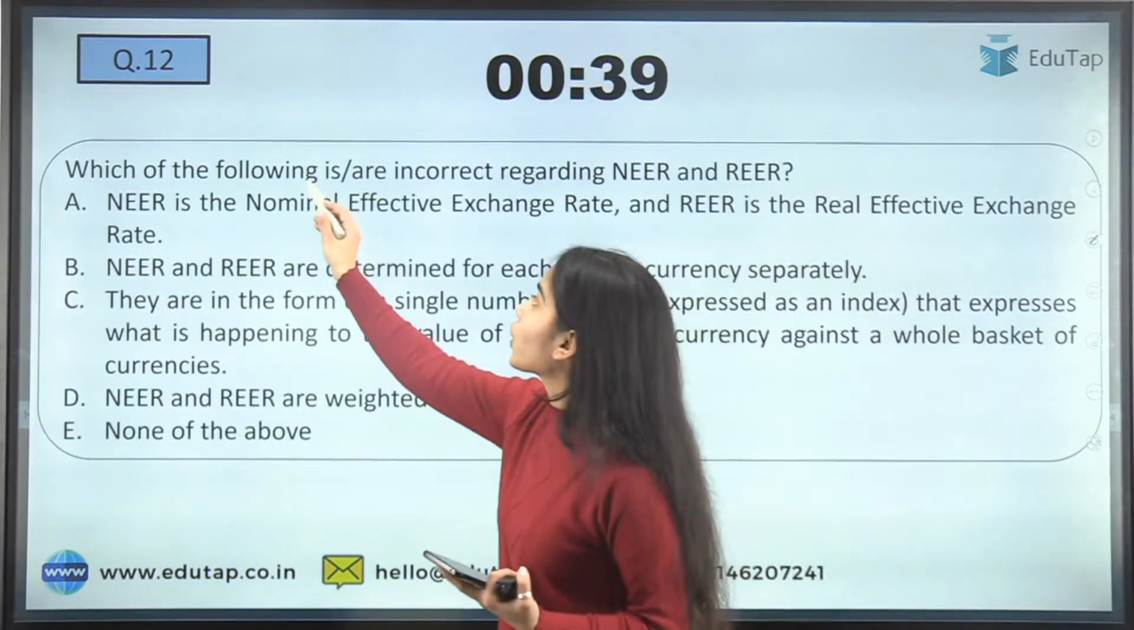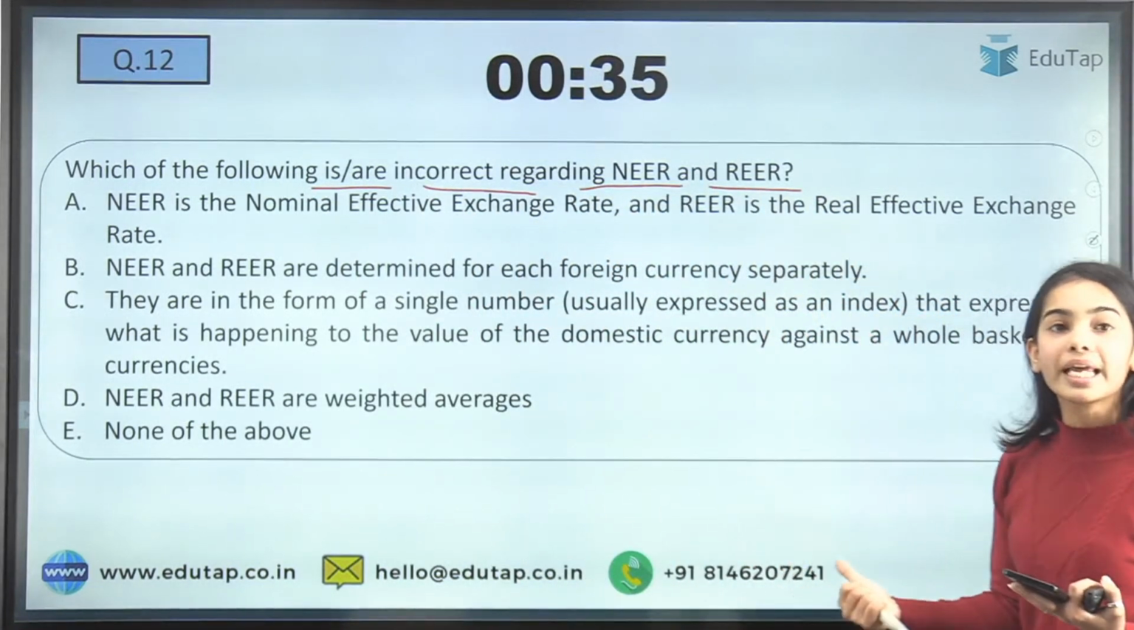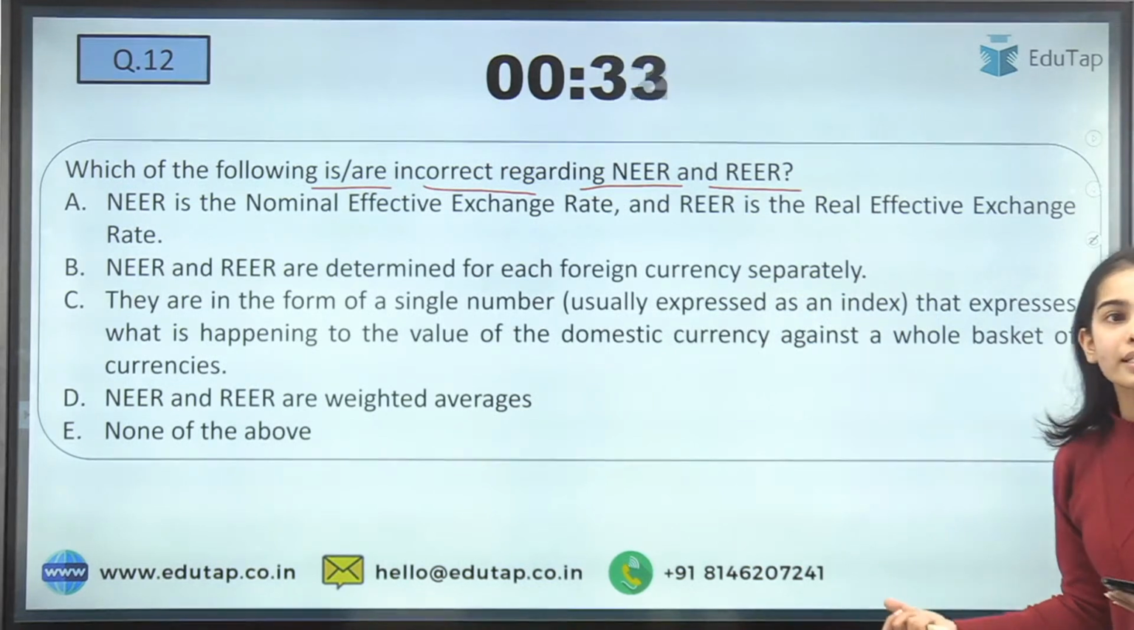Next is, which of the following is or are incorrect regarding NEER and REER? This you have to tell, and this is an easy question. Try to answer this one.